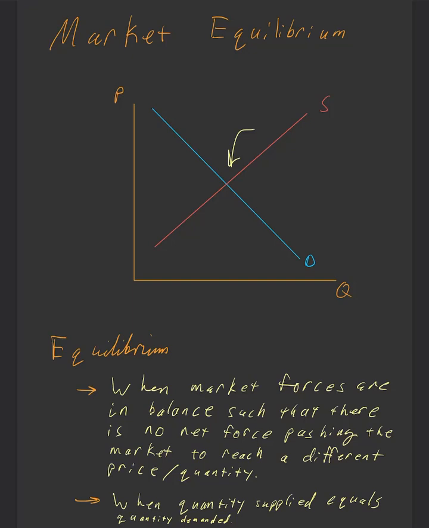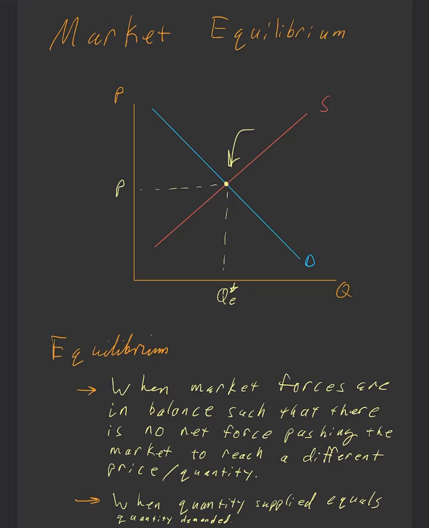Okay, so here's our equilibrium point. And this is an important point because this is the price, the price that balances quantity supplied against quantity demanded. So this is our equilibrium quantity, or sometimes you'll see it as Q star. Equilibrium is when market forces are in balance such that there's no net force pushing the market to reach a different pair of price and quantity.